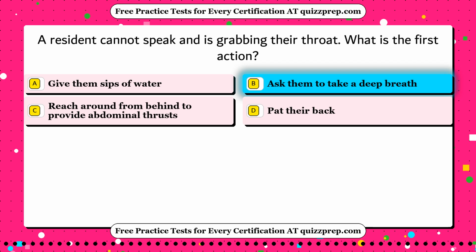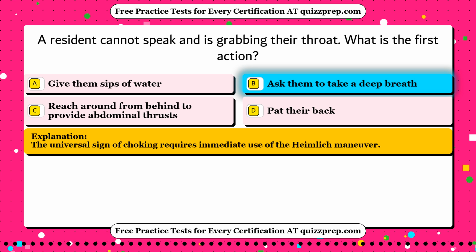The correct answer is option B, ask them to take a deep breath. The universal sign of choking requires immediate use of the Heimlich maneuver.